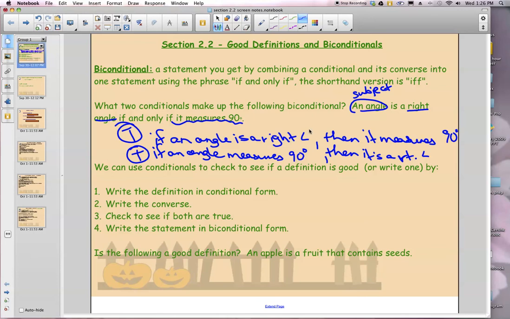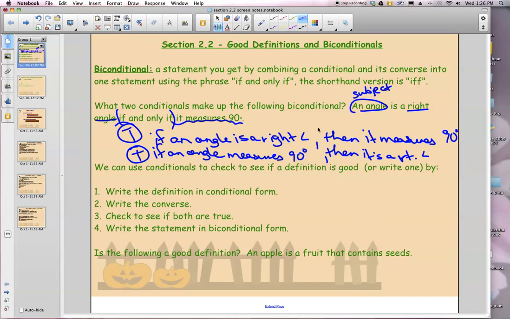And then the last part is you don't have to keep writing "if" and "then." You just write the "if and only if" part right in the middle. So you write your subject first, then you write one of your two pieces of information, either your hypothesis or conclusion. Then you write the "if and only if," and then you write the other piece. That's how a biconditional is made. Those are the pieces of it.